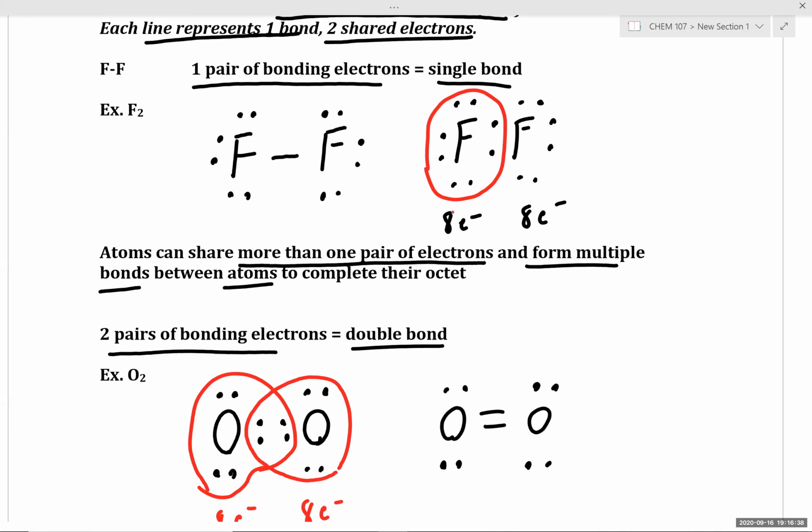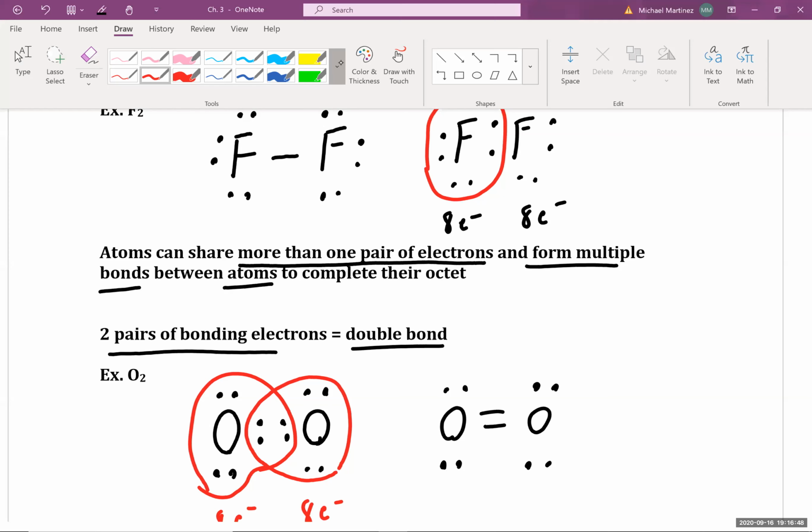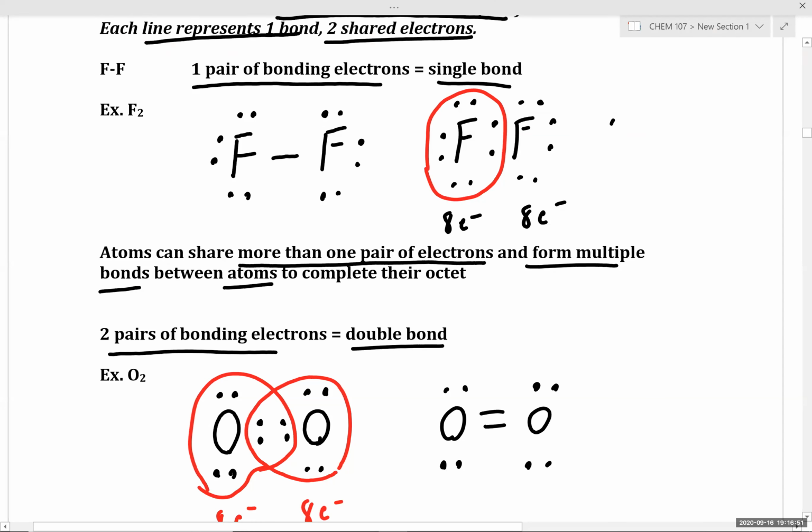No, I'm getting a little confused now. Shouldn't fluorine want to become neon, which is 10? So how come it has 8 electrons? So the Lewis dot structure depicts the valence electrons. Oh, valence electron. Okay, got it. Sorry. No problem.